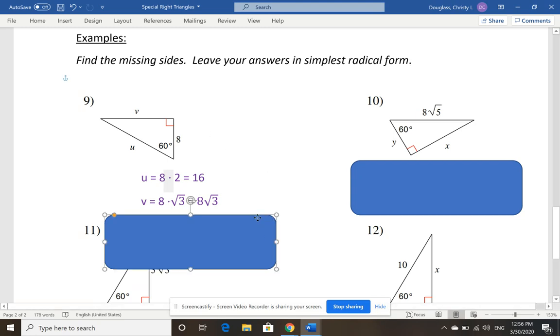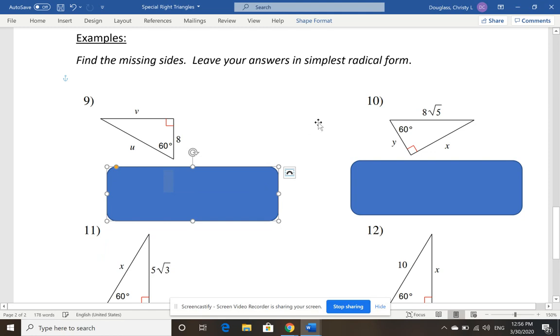All right, let's take a look at question number 10. In question number 10, I'm given this side here that measures 8 square roots of 5. Again, I need to know, what side is this that I'm given? Is it the short leg? Is it the long leg? Is it the hypotenuse? That is very important to note, and you might even want to write on here what this is.